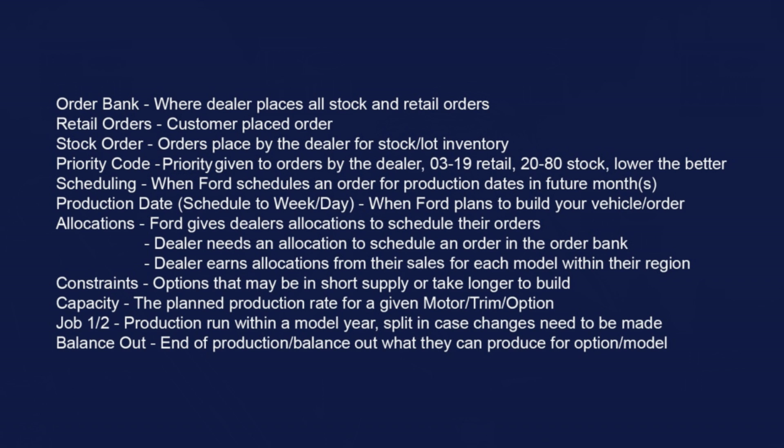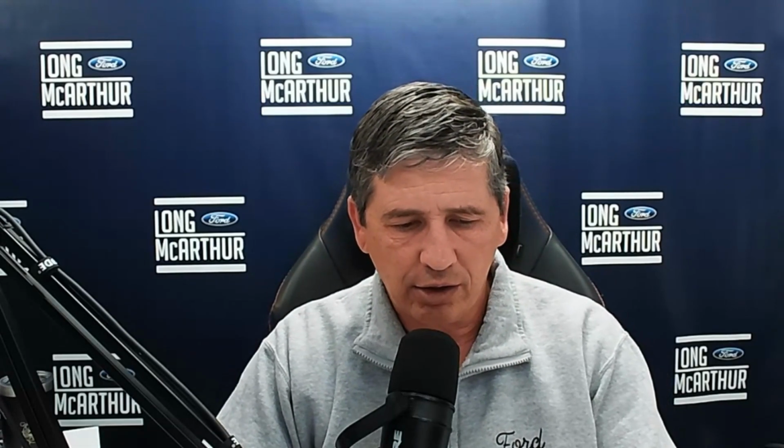And especially when we get to the end of the 24 model year, we'll get into talking about some of that stuff. So, all right, let's start off by talking about the 25 model year Mustang. So 24 model year is over. It's balanced out, using that terminology we just learned. Retail, the order banks are open up for the 25 model year. And in fact, they started scheduling last week.